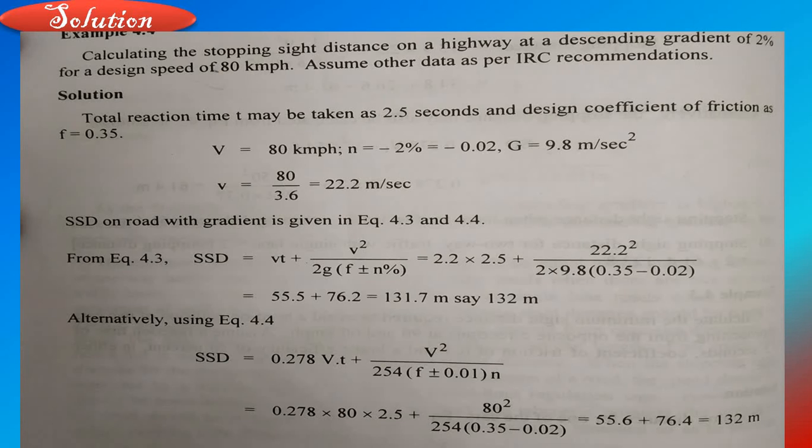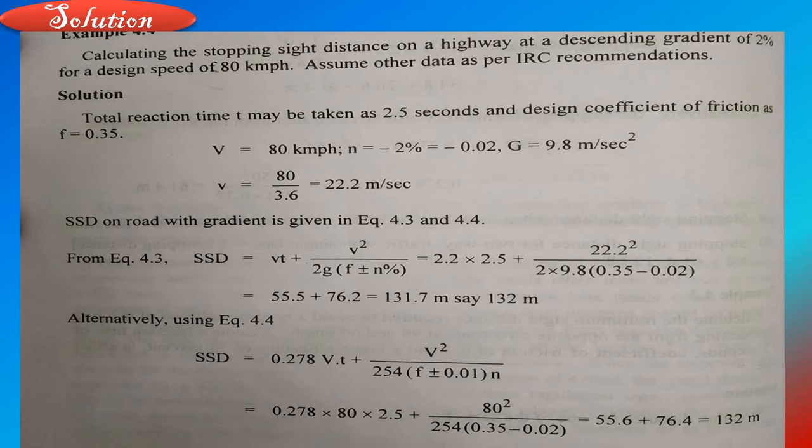So Vt, V in the sense how much value here, 22.2. In this problem, it is given as 2.2, that is wrong, please observe that. So V is 22.2 meters per second and t is the reaction time. Reaction time we know from the IRC recommendation, that is 2.5 seconds, a constant. Plus here V is 22.2 whole square, then 2 into g is 9.8, we know very well, and f is equal to 0.35. So the coefficient of friction is also constant for the 80 kmph value, and here the n percentage is 0.02. That is a descending gradient now.